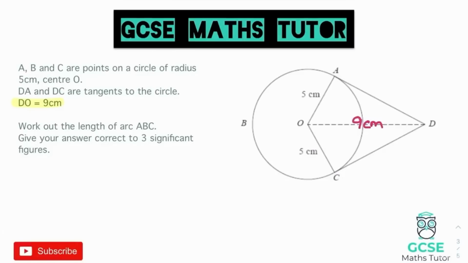It says work out the length of the arc ABC, and ABC is the big one here around the outside. And in order to work out the length of that arc, we're going to need to know the angle of that major sector there.